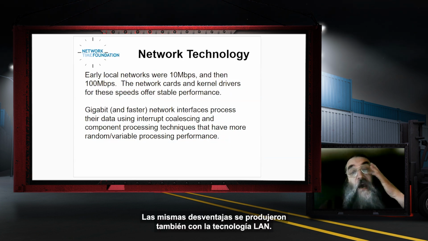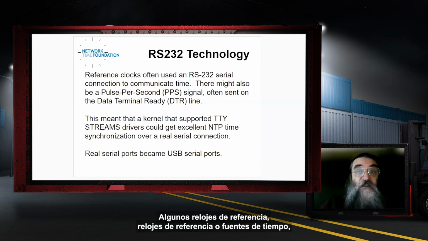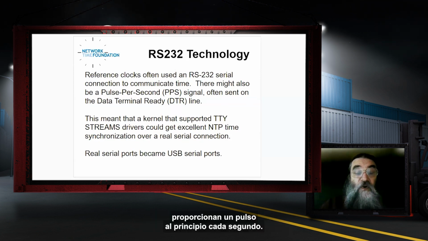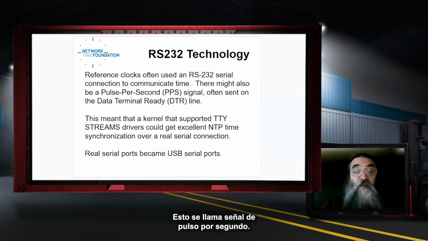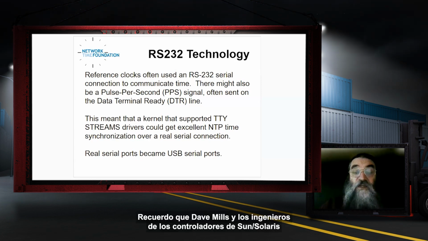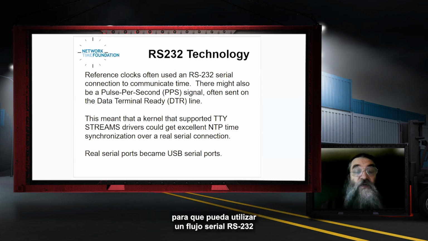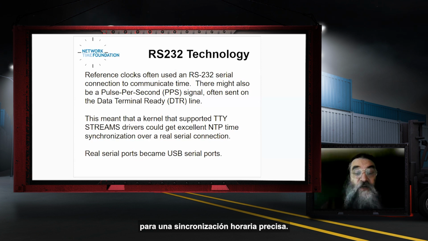The same trade-offs also happened with LAN technology. Some reference clocks, which are sources of time, provide a pulse at the stroke of each second. This is called a pulse per second signal. I recall that Dave Mills and the Sun Solaris driver engineers put a lot of work into the Sun Solaris NTP Streams serial terminal driver, so it could use an RS-232 serial stream for accurate time synchronization.